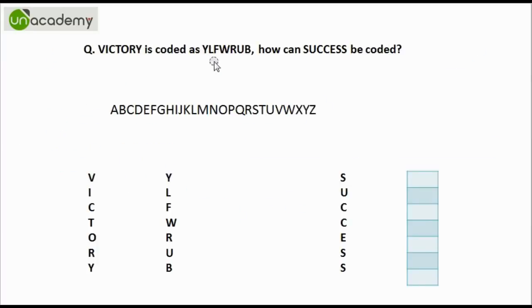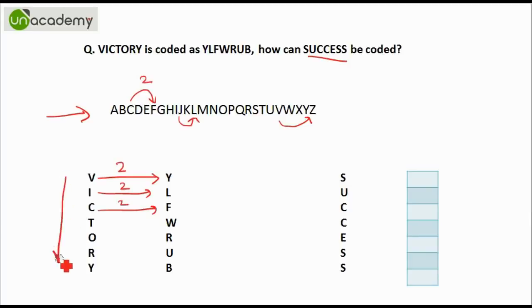Victory is coded as this. How can success be coded in the same way as victory? As usual, we will look at the English alphabet for reference and we will see patterns. V has been coded to Y, so that is 2 jumps. I has been coded to L, that is 2 jumps. C has been coded to F, that is 2 jumps. So we see that every alphabet has been jumped by 2 places to form the pattern.